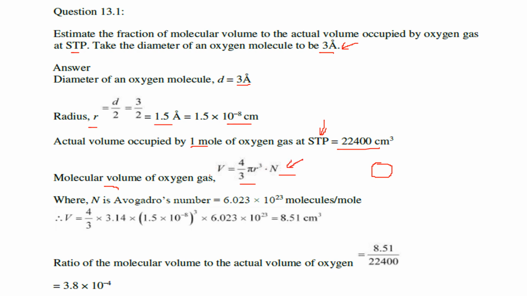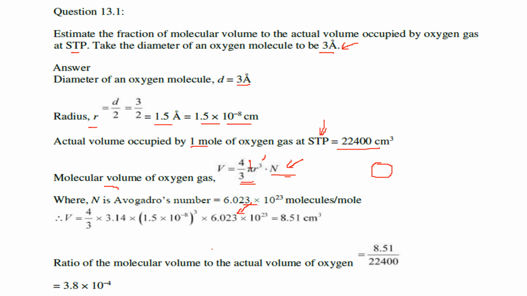So this molecular volume is always computed by this 4 by 3 pi r cube into how many particles, or you can say how many molecules, there are. So N is the Avogadro number, which is the number of molecules per mole. So when we multiply these two, we know pi, we know r, so r is taken from here, and we know N, so this N can be taken from here. So this comes to be 8.51 centimeter cube.